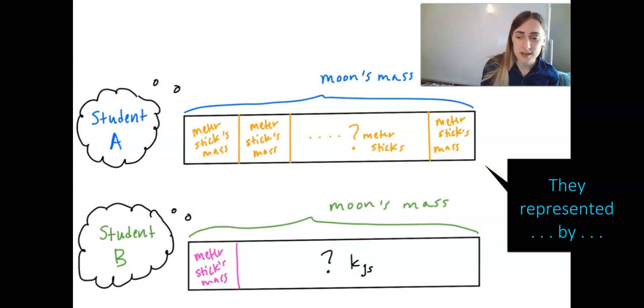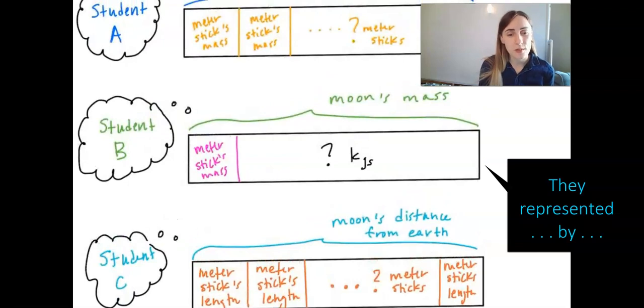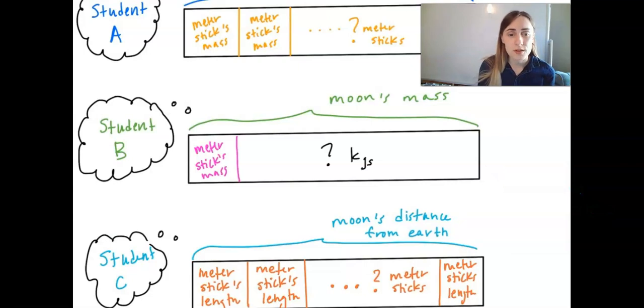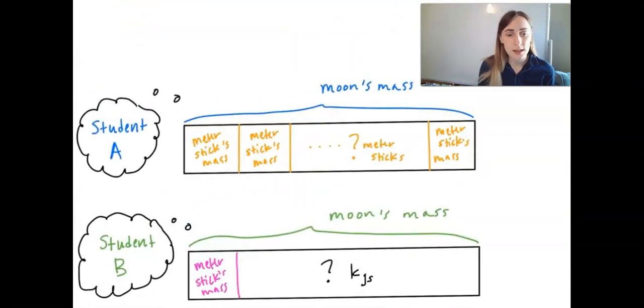And then we can move on to look at student B. Same sentence stem, they represented blank by blank. And again, you're thinking about the quantities or the amounts that we're measuring and their units, like kilograms or number of meter sticks, as well as the relationships. So how do student A and student B show different relationships? Do you agree with one of them, both of them, neither of them? Those are the things you're asking yourself now.